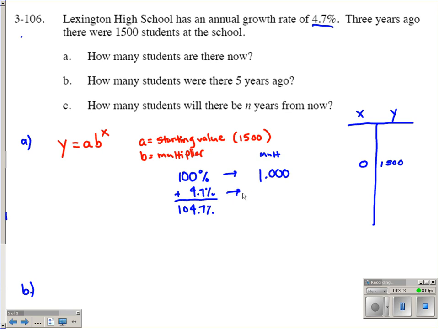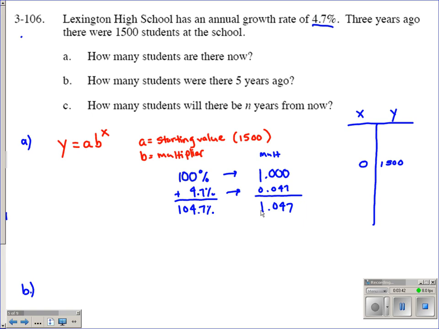And if we look at each of those as decimal values, 4.7% is the same thing as 0.047. We add that to the 100% that we had, and we get 1.047 as our multiplier. That should make sense. We're growing each year 4.7%, so it's not a lot of growth, but it's growing. So our value should be greater than 1, but not a lot greater than 1.